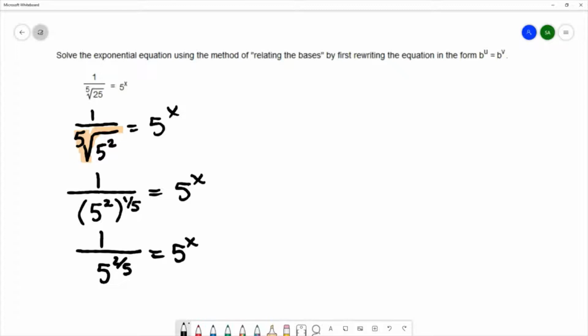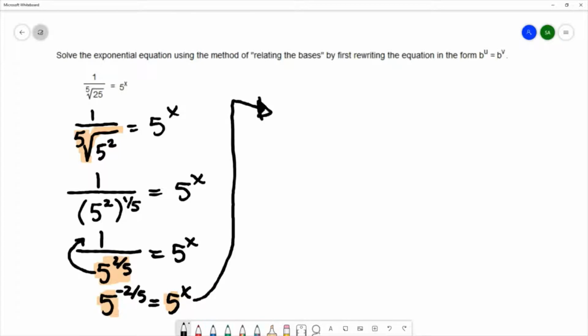And then finally, because I have all of this in the denominator, I can use negative exponents to move this factor into the numerator. We would write this as 5 to the negative 2/5 equals 5 to the x. So I've written the equation to have the same base on both sides. And now I can use the method of relating the bases.